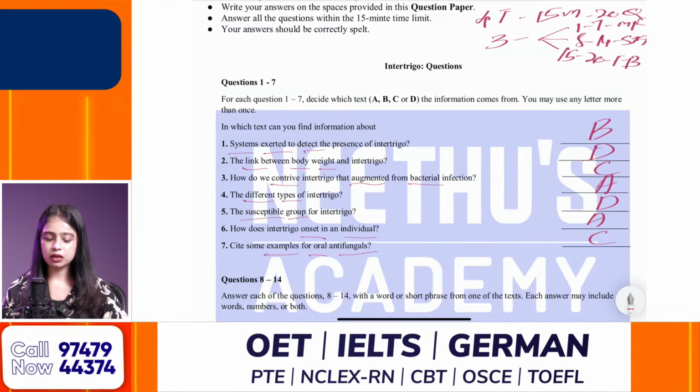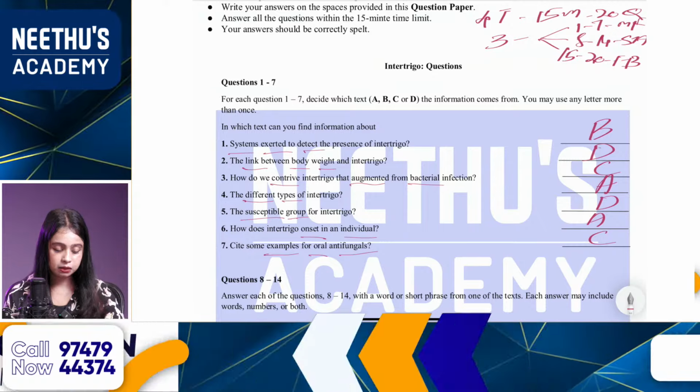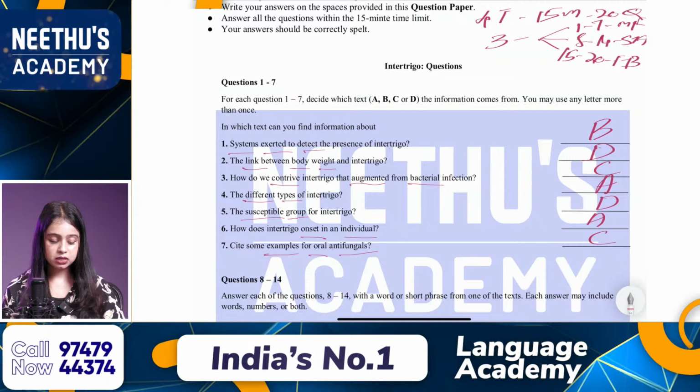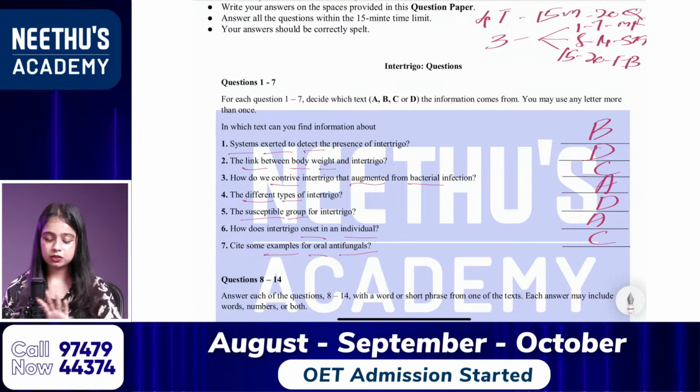Any doubts regarding 1 to 7? Reba, sixth one is from text A. Libby, fifth one text D, seventh one C. Shiny, sixth one A. Excellent. That's all about that.